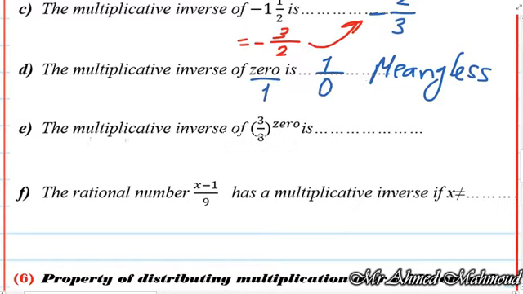E, the multiplicative inverse of 3 over 8 all to the power of 0. First, I need to find its result. It's equal to 1. The multiplicative inverse of 1 is 1. Why? Because 1 here is 1 over 1, and when we switch 1 over 1, it will be without change, 1 over 1. Okay, then the multiplicative inverse of 1 is 1.